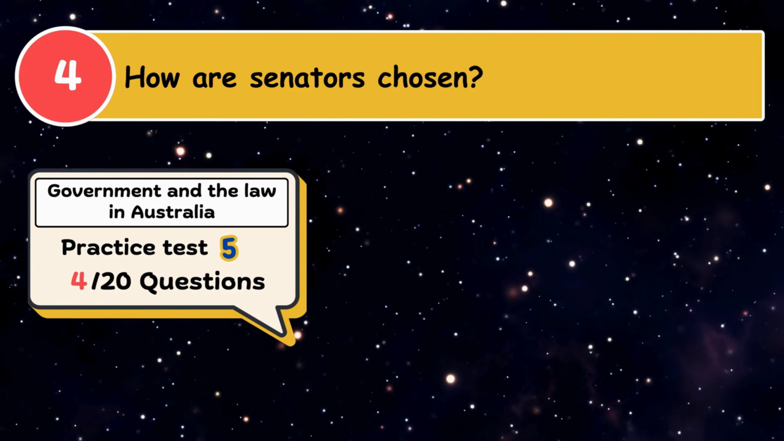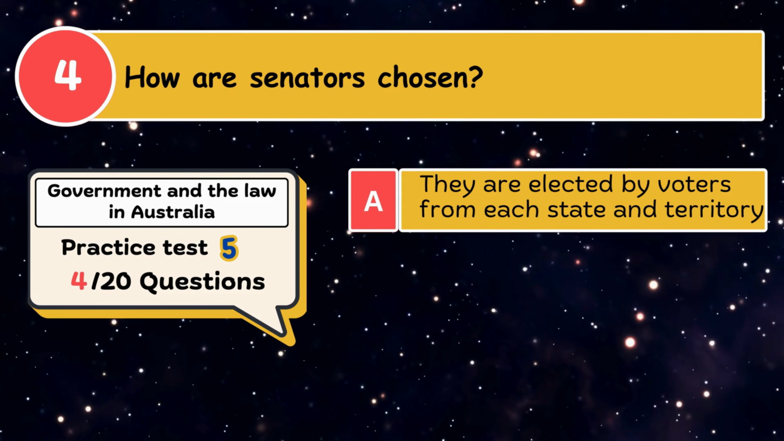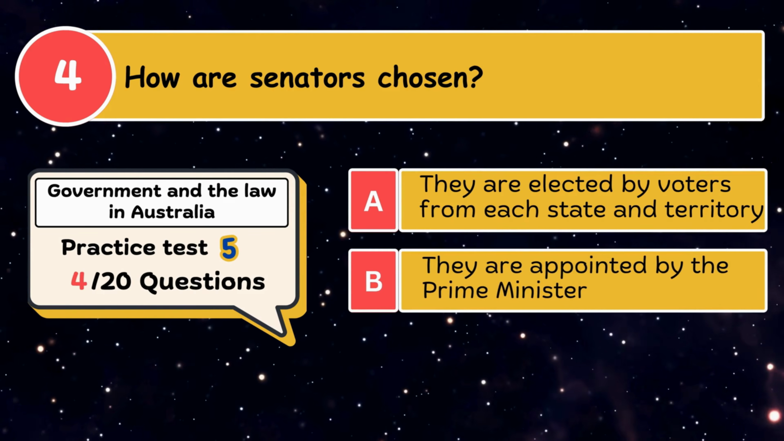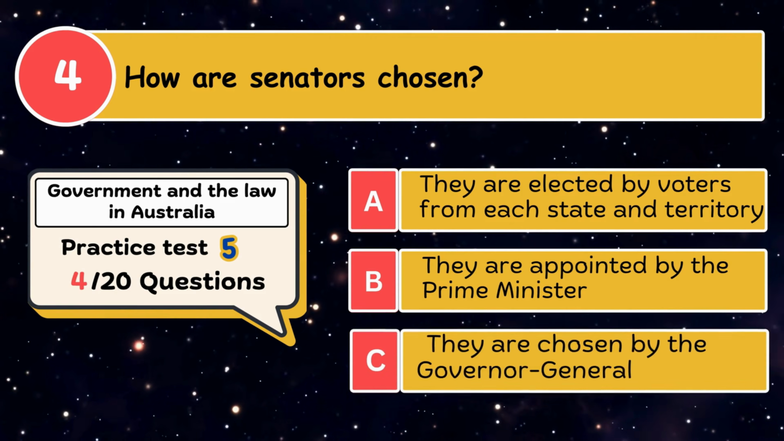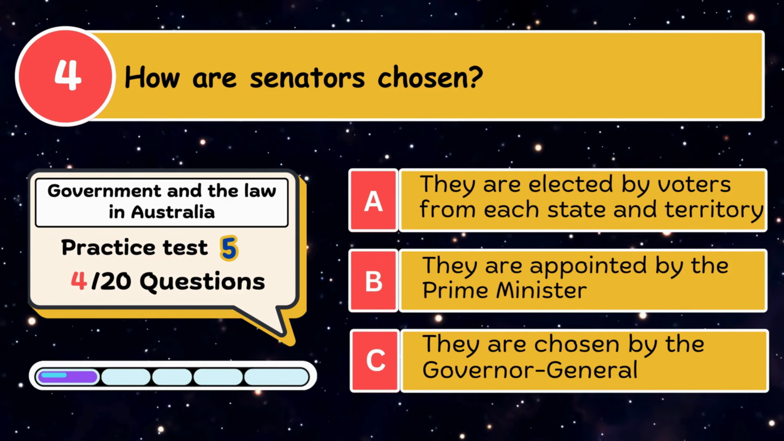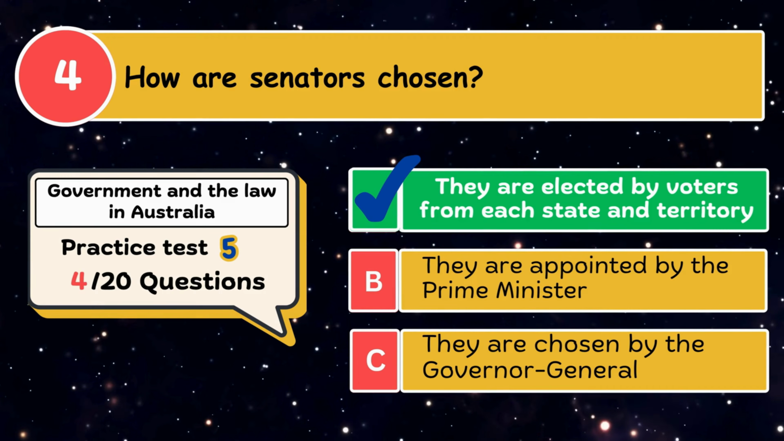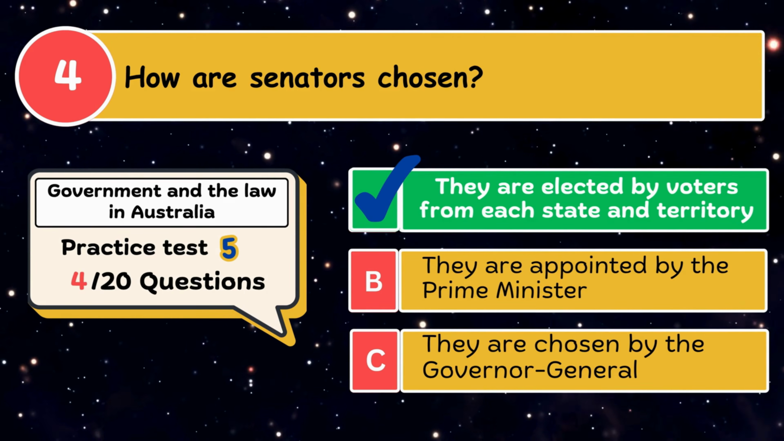How are senators chosen? A. They are elected by voters from each state and territory. B. They are appointed by the Prime Minister. C. They are chosen by the Governor-General. The correct answer is they are elected by voters from each state and territory.